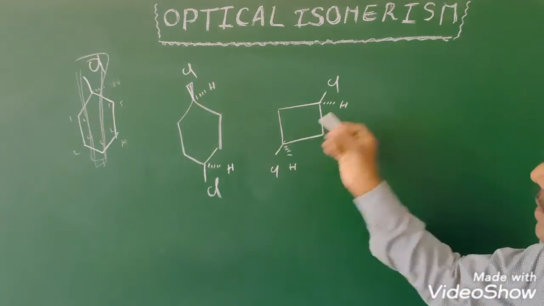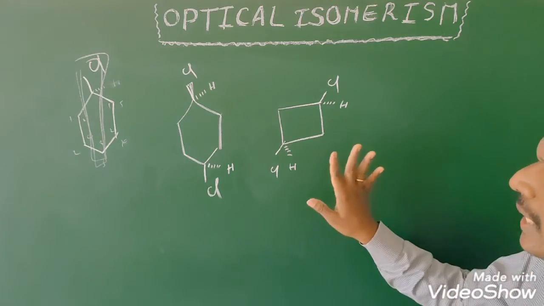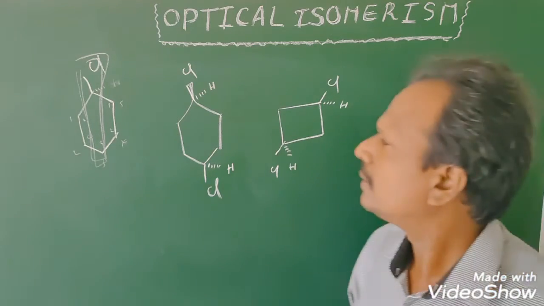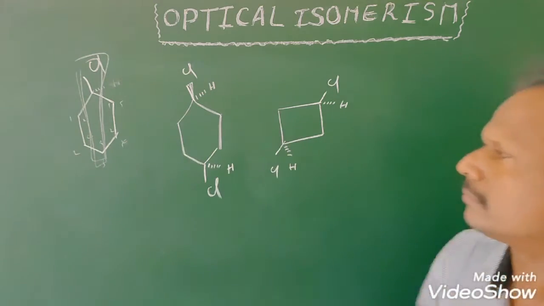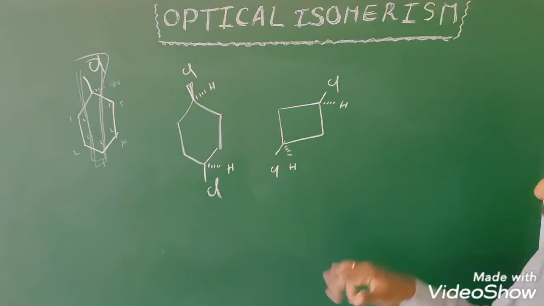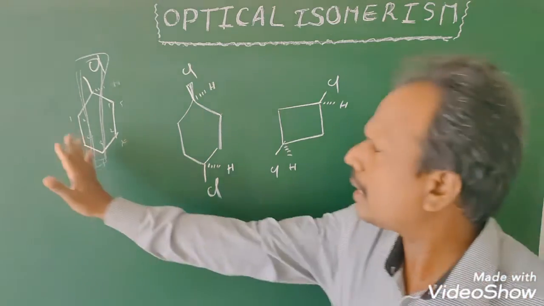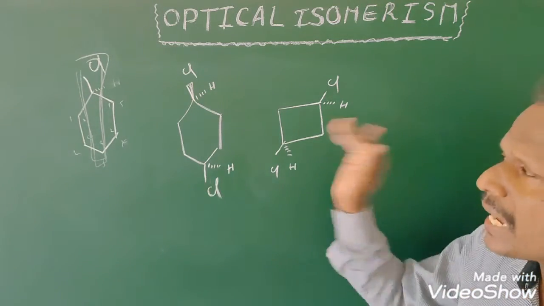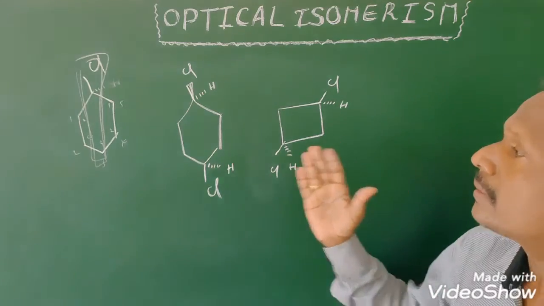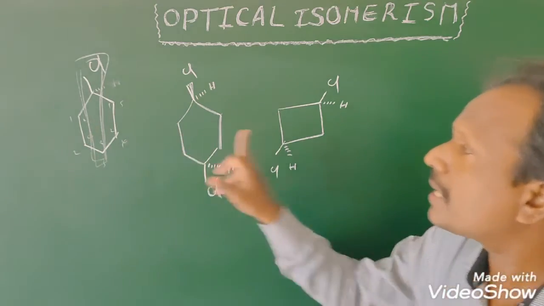This molecule also does not have a chiral carbon, so it has a plane of symmetry. That means absence of chiral carbon. In the majority of cases, except a few compounds, there is no chiral carbon. That means the molecule has a plane of symmetry, and such molecules are optically inactive.